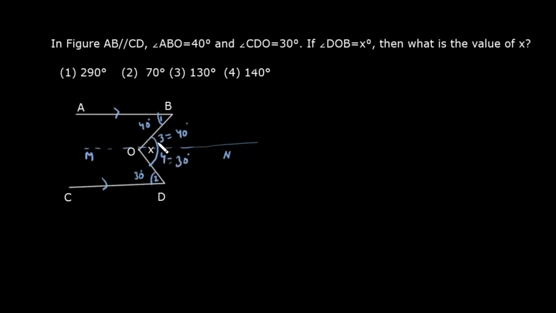Now this complete angle X is the sum of angle 3 and angle 4, so it is 40 degrees plus 30 degrees, equal to 70 degrees. And this option is there, so this second option is the right answer.